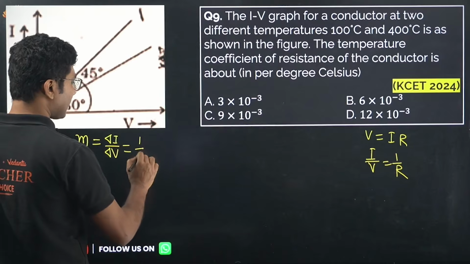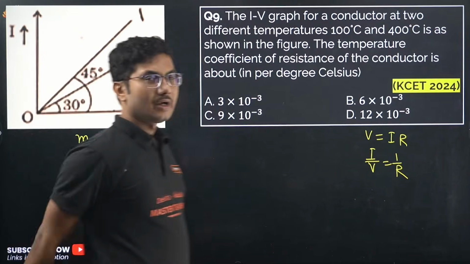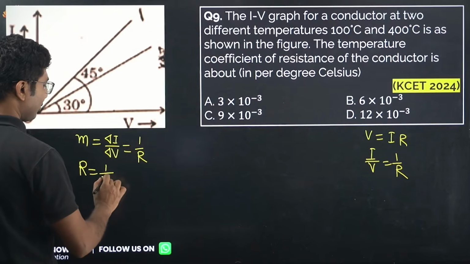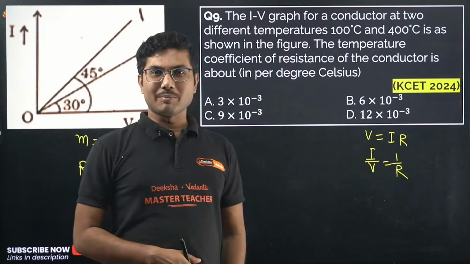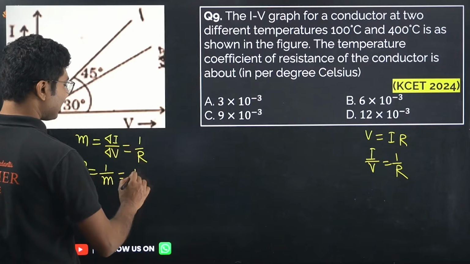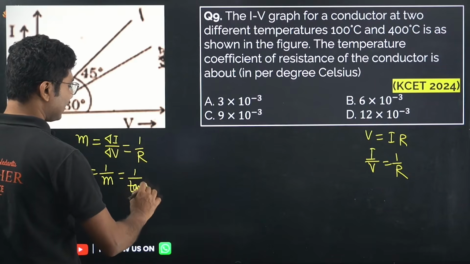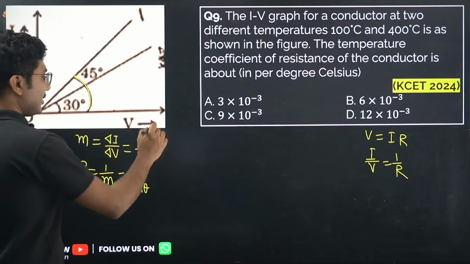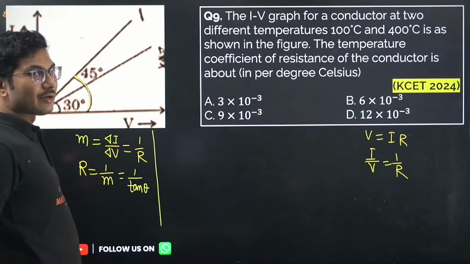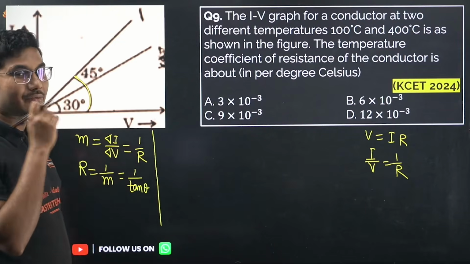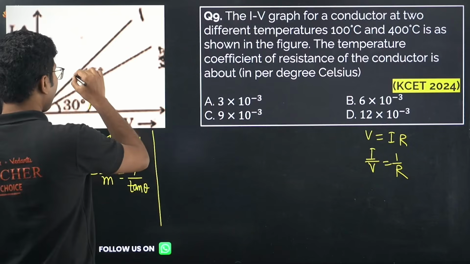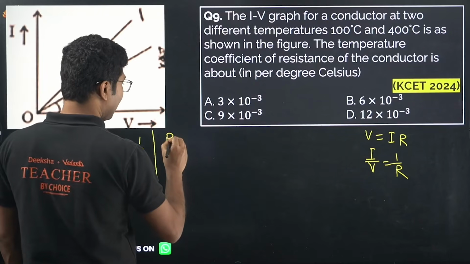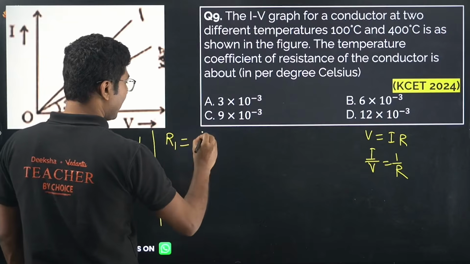So if you can calculate the slope of this graph, you will get 1 upon resistance, or resistance will be given by 1 by slope. Now what is slope? Slope is nothing but tan theta. If the theta angle is known, then slope is given by tan theta. So from this graph we have to calculate the resistances and then we will calculate the coefficient. First of all, for the first line, which is 30 degrees, R1 is 1 by tan 30.